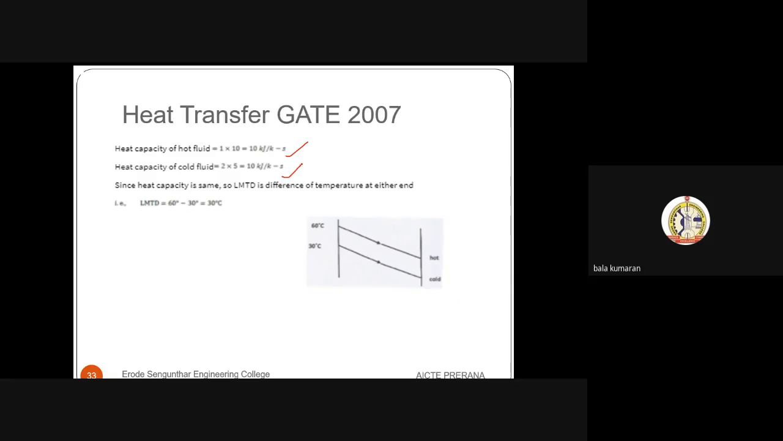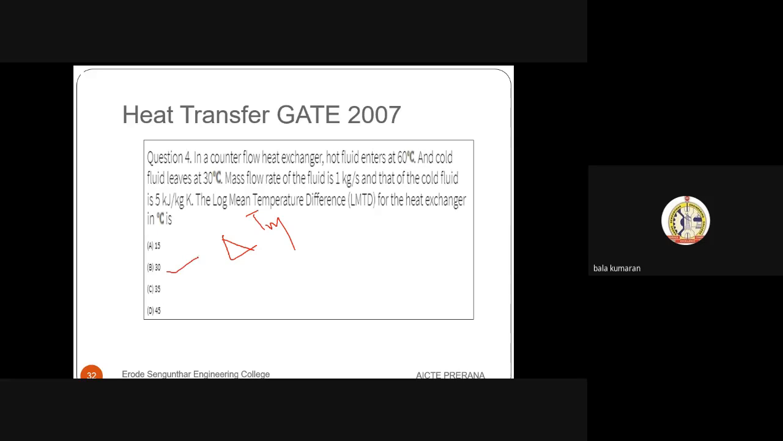Yes, both are same, so there's no need actually, and by applying the values, we can note the difference is 60 minus 30, which is 30 degrees Celsius. So the LMTD value is 30.